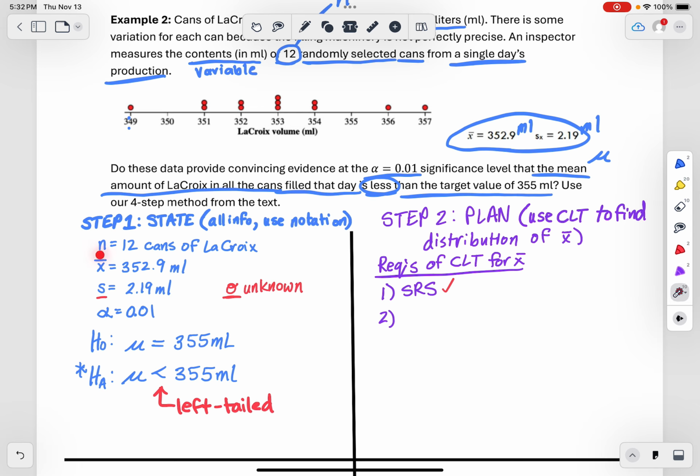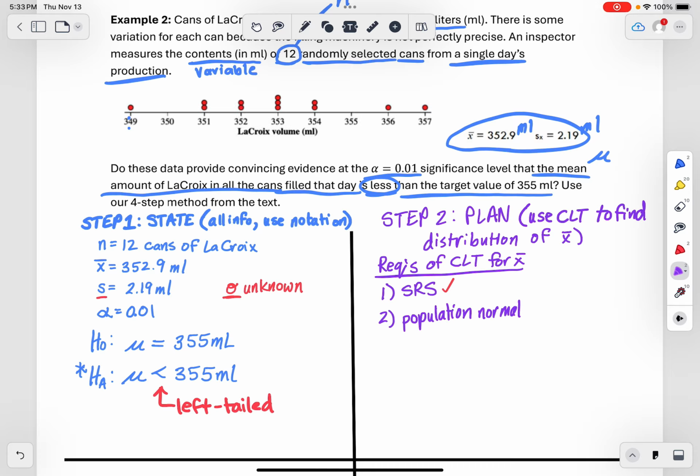Our n is 12. But the way we can get away with this is also if you look at the shape of just these 12, it looks like it's forming a normal distribution. And there's nothing in the problem that says the population isn't normal. So we're going to assume that the population is normal.